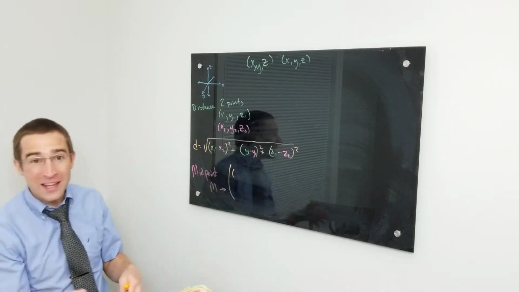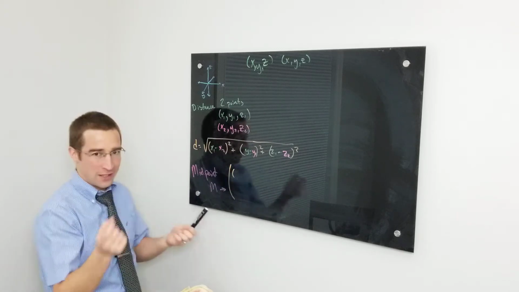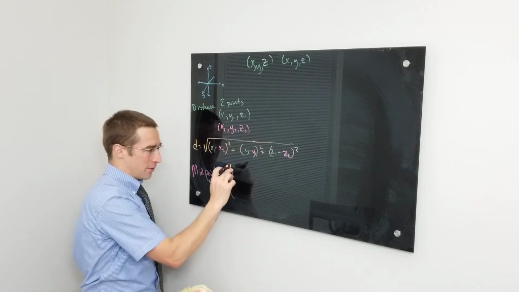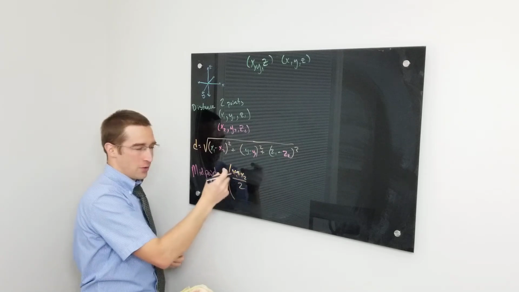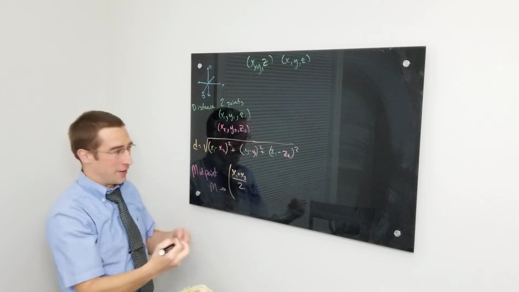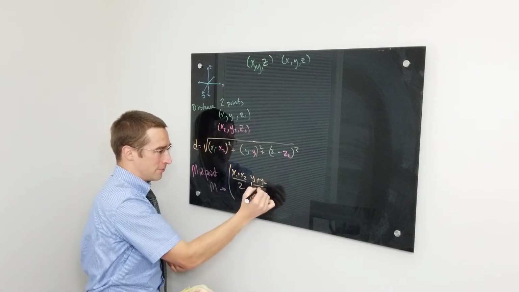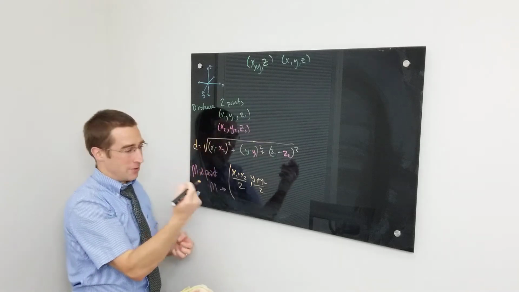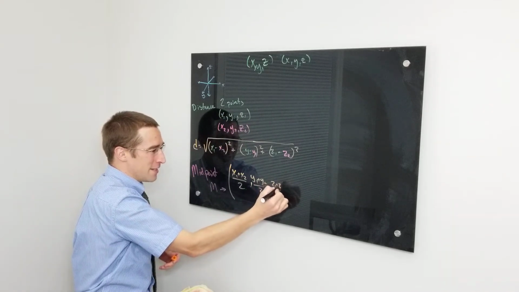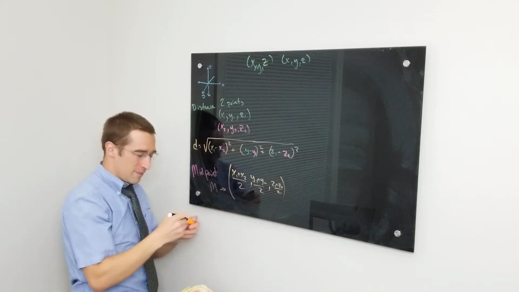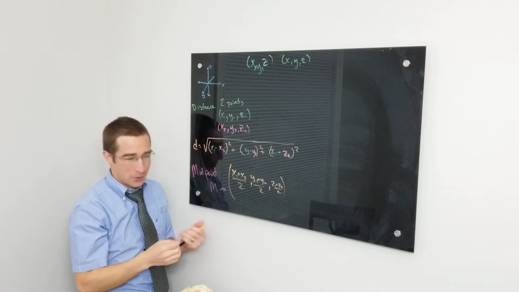The way we do that is by just finding the arithmetic average of each coordinate. So we're just going to go, x1 plus x2 over 2: add the x's, divide by 2, find the average. That's your new x. y1 plus y2, add the y's, divide by 2. That's your new y. And then z1 plus z2 over 2. Find the average of the z's. That's your new z. Cool?